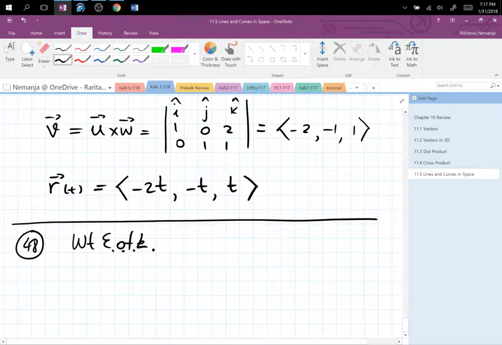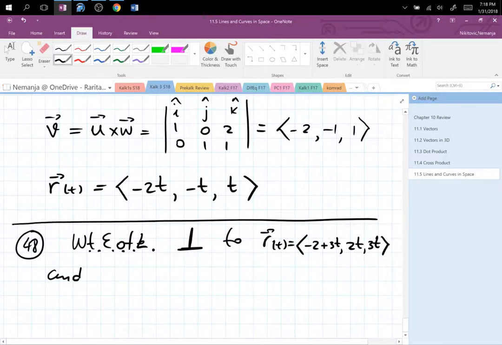Write the equation of the line perpendicular, orthogonal, to r of t, which is given by negative 2 plus 3t, 2t, 3t, and another line, capital R of s, which is negative 6 plus s, negative 8 plus 2s, negative 12 plus 3s.